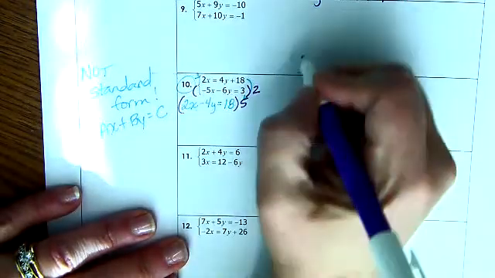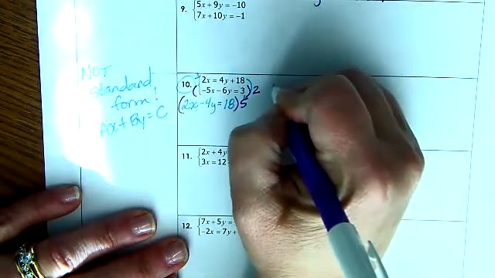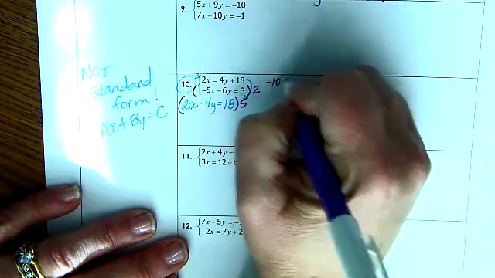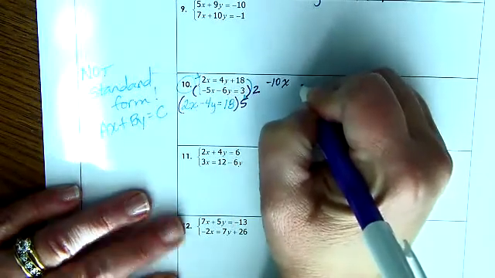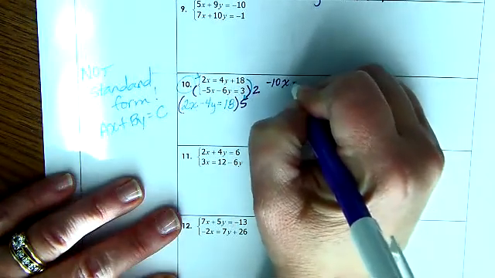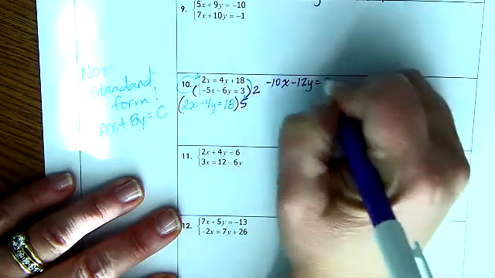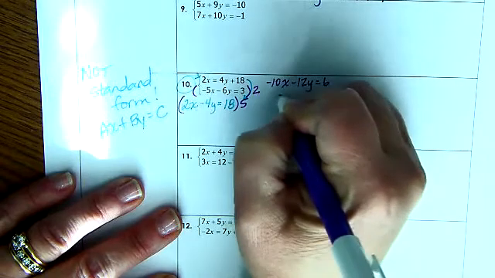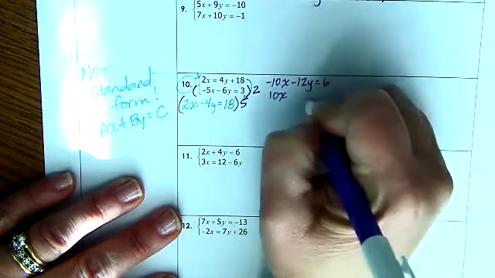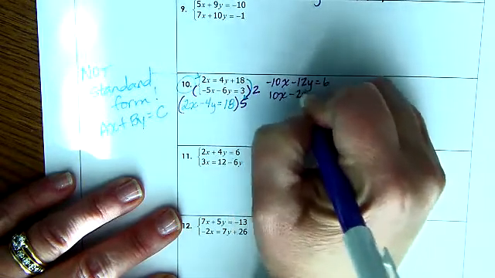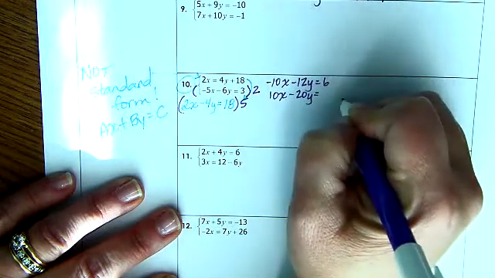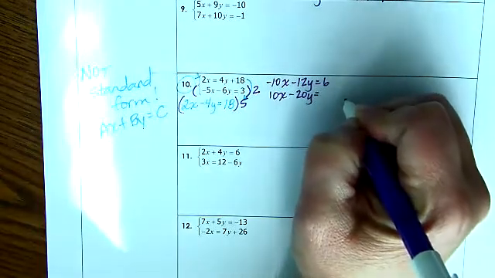So now my new equations are going to be -10x minus 12y equals 6, and 10x minus 20y equals 18.